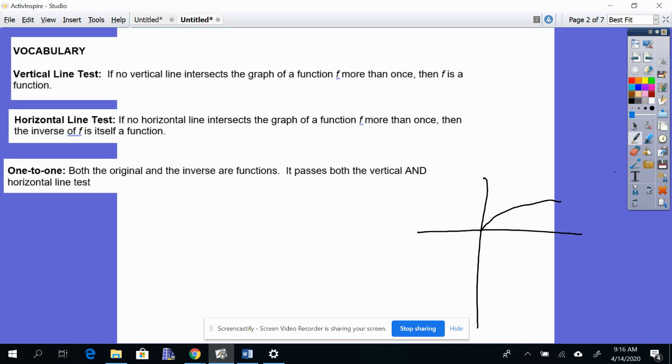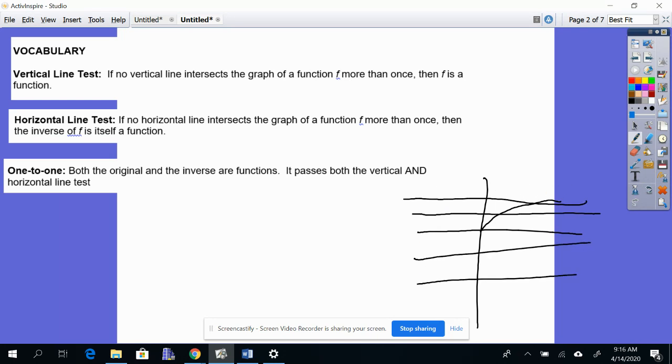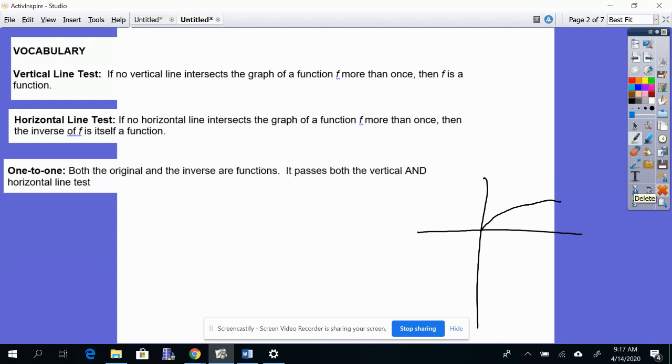Horizontal line test, same idea, except we're going horizontally. Okay, again, I can touch at most once. Down here, not touching at all. Up here, touching one time. Okay. One-to-one function is a function that passes both tests. So this function here is one-to-one. I pass the vertical line test, I pass the horizontal line test.